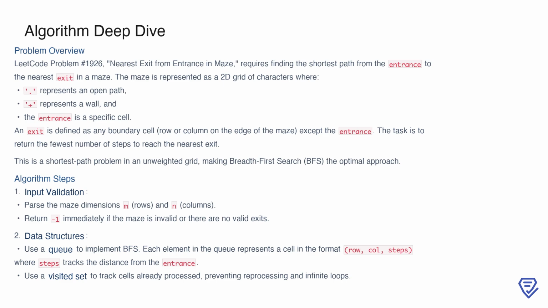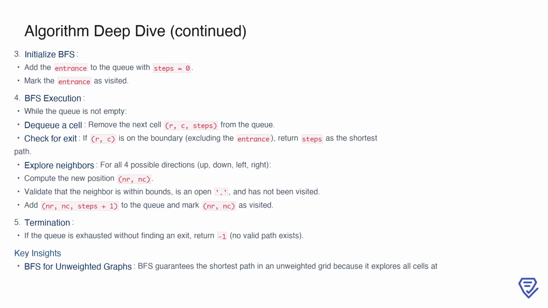To implement this solution, we'll first validate the input by checking the maze's dimensions and ensuring there are valid exits. Next, we'll prepare the data structures, including a queue to manage BFS traversal and a visited set to keep track of processed cells, which helps avoid redundant computations and infinite loops. To begin the BFS process, we initialize the queue with the entrance cell, setting the step count to 0, and mark the entrance as visited.